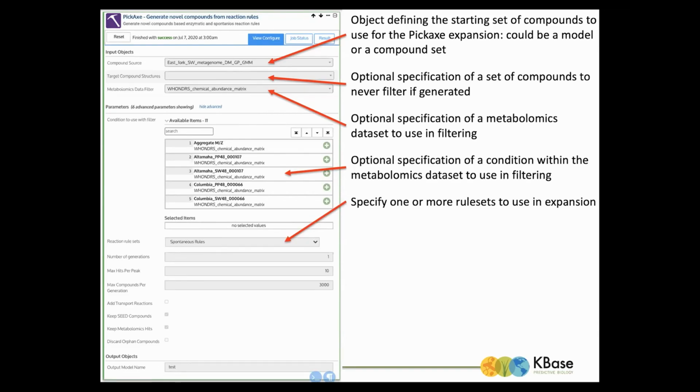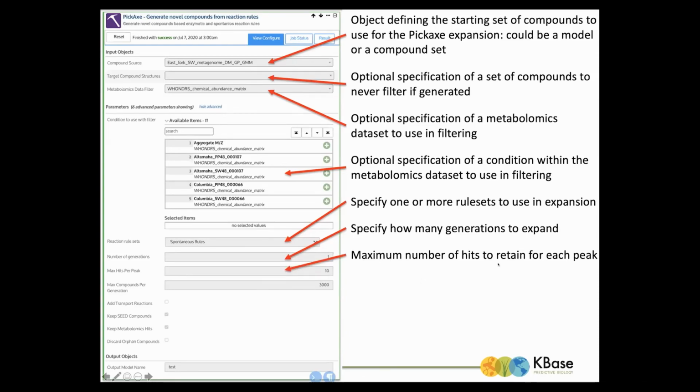So if you have presence, absence data, this will work perfectly, but there's no thresholding mechanism in here at this point. Then you pick a rule set. You can pick multiple rule sets. You can run the spontaneous and enzymatic rules at once if you'd want to. You give a number of generations. The default is 1, so if you want multiple generations, you'll have to adjust that. And then the maximum hits per peak.